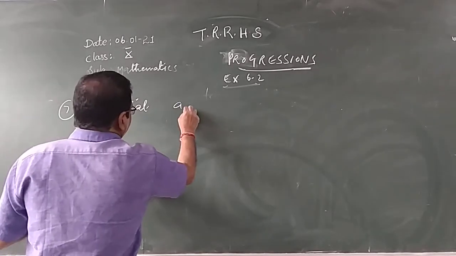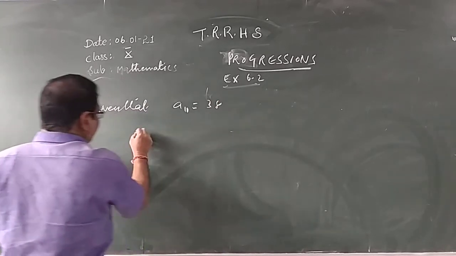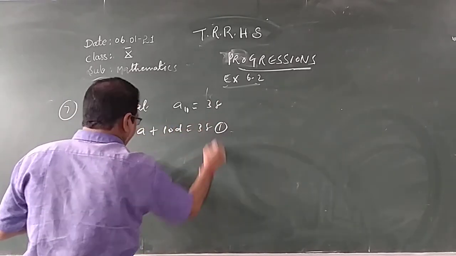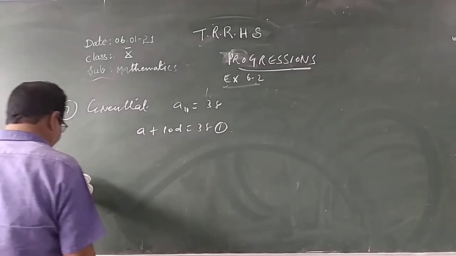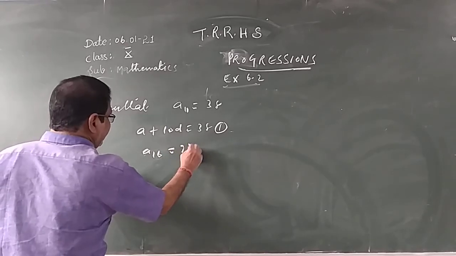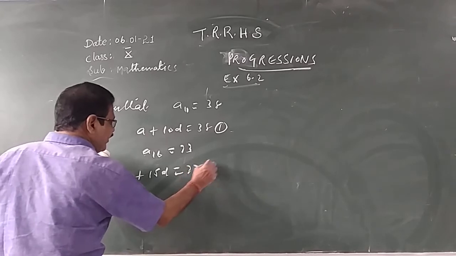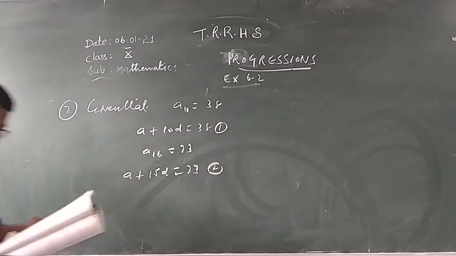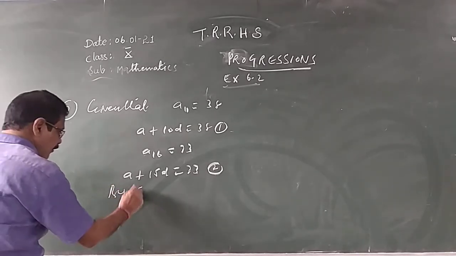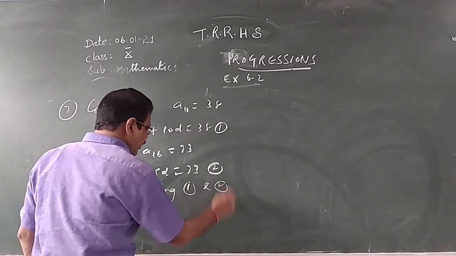The 11th term, a11, is equal to how much? 38. What is a11? You know that: a plus 10d. A plus 10d equal to 38. This is the first equation. Now the 16th term, a16, is equal to 73. The 16th term is what? A plus 15d is equal to 73. This is the second equation. Solve these 1 and 2, we will get it.